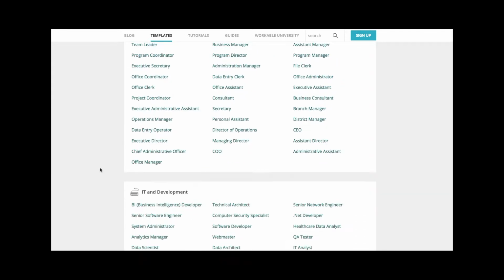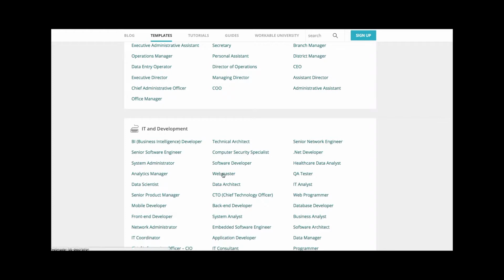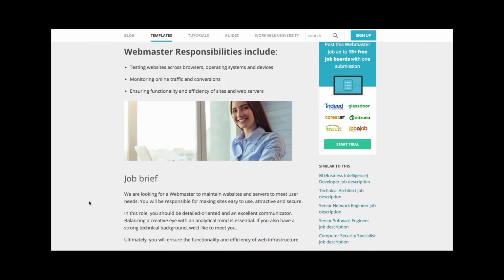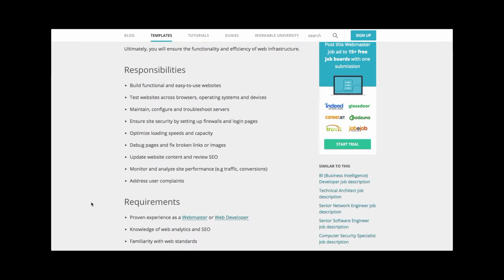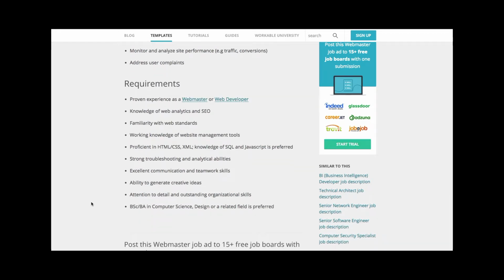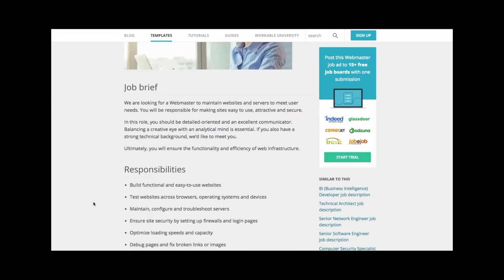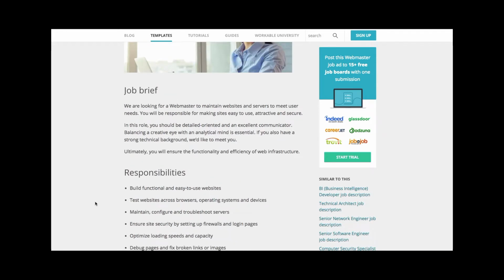And if I click on one of them, I'm just going to click on Webmaster, you can see that there's a templated job description right here. So responsibilities, requirements, etc. So check that out if you're stuck for even a job title, which we'll cover later, or what to put in the job description. Workable is a great place to start.